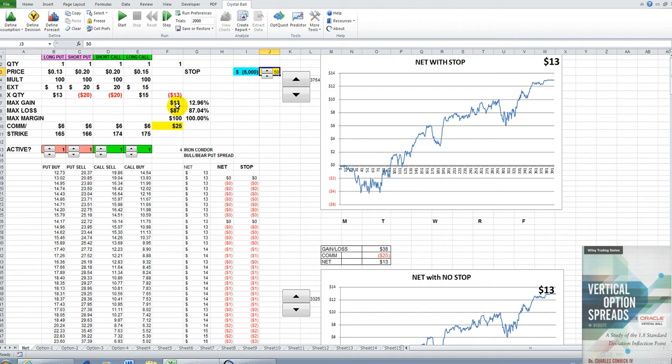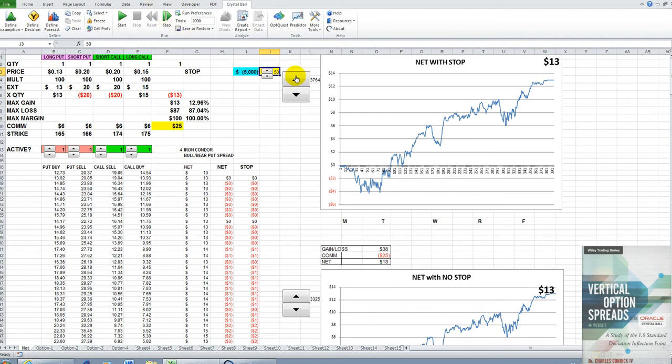If this trade winds up going below 165 or above 175 in the next 5 days, what it's telling you is that you're going to lose all $87 unless you shut the trade down.